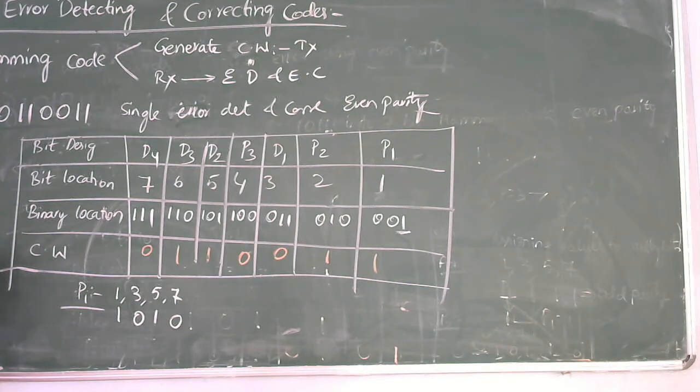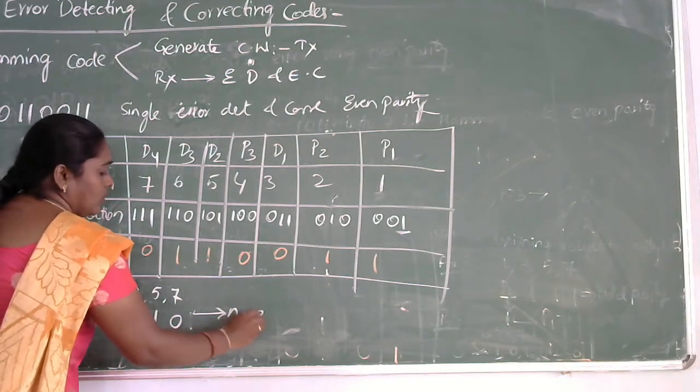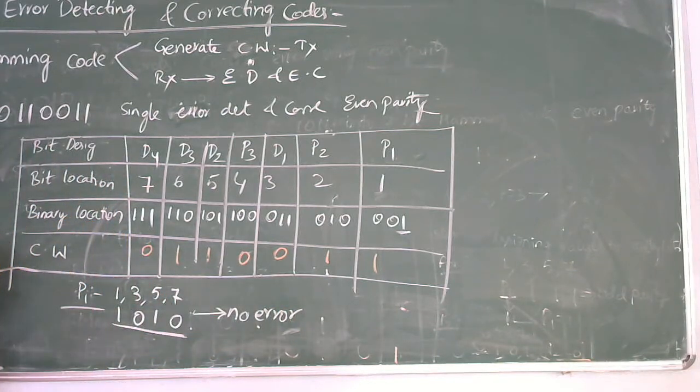In order to find out whether the error is present or not, we can do this in two different methods. The first method is to take the numbers 1, 3, 5 and 7. The given question is even parity, and the total number of ones in 1, 3, 5, 7 is also even. That represents there is no error related to P1.